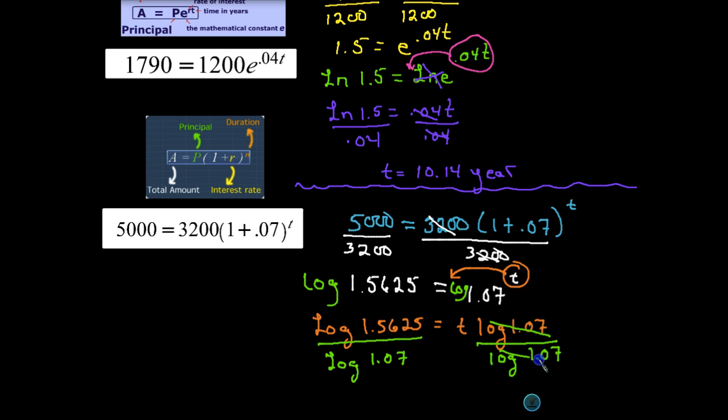These cancel, and I just have t now on the right side. So t is going to be equal to the log of 1.5625 divided by the log of 1.07. So let's go ahead and do that.